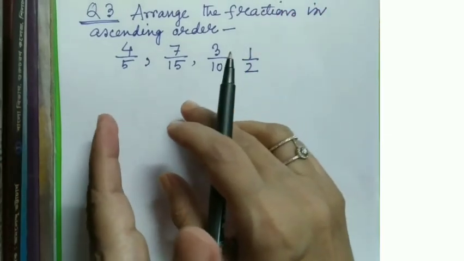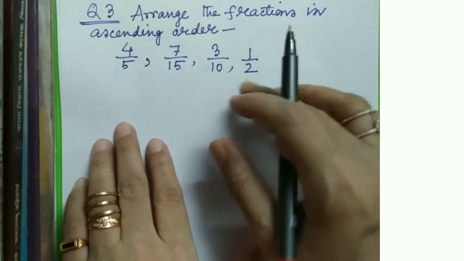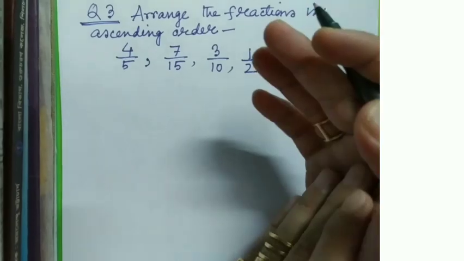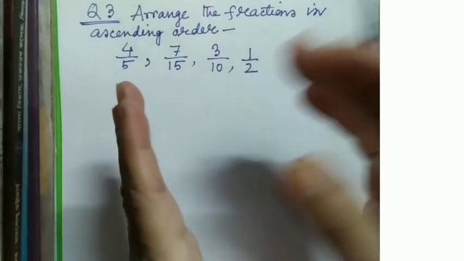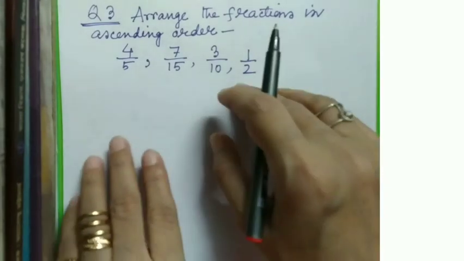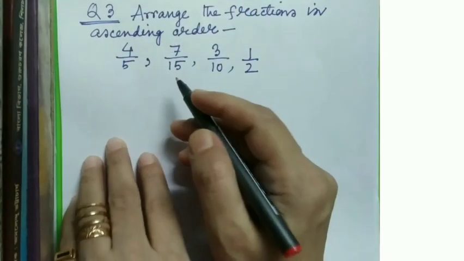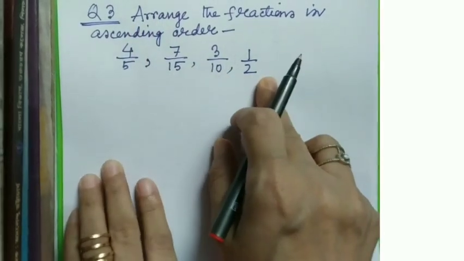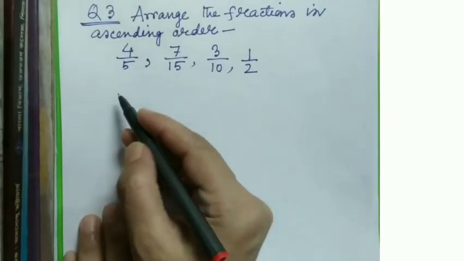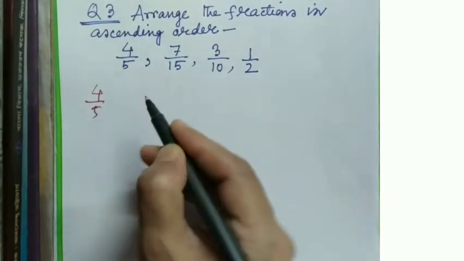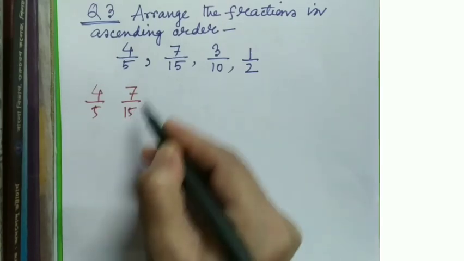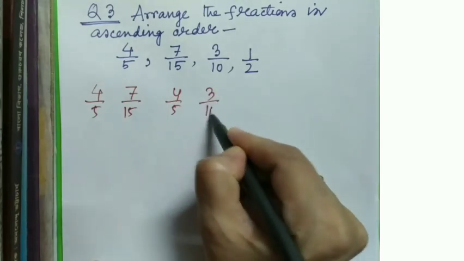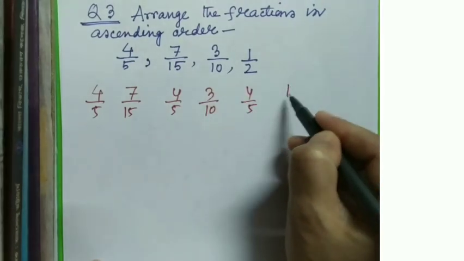Okay, now let me do this sum using the cross multiplication method. Here more than two fractions are given, and we will have to find which one is bigger, which one is smaller, and then we will arrange them in ascending order. That means small to big. So for this we will first take 4 by 5, and we will use these three fractions. We will see which one is greater. 4 by 5, I am comparing with 7 by 15 first. Again 4 by 5 comparing with 3 by 10. Again 4 by 5 comparing with half.